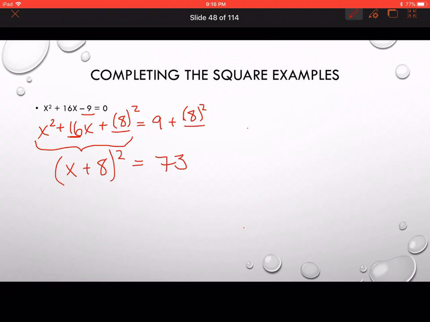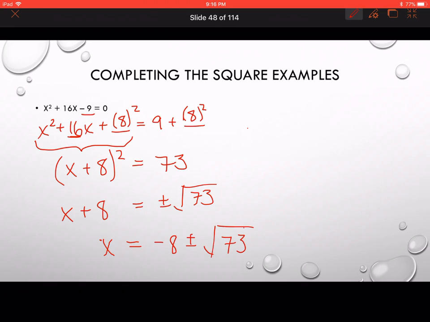Now at this point, what I can do, and I'll come back to this step in a minute, but what I can do from here, I can take the square root of both sides. When I take the square root of both sides, I get x plus 8 on the left equals plus or minus the square root of 73. Now 73 doesn't have any perfect square factors, so I can't simplify it. So here I can simply subtract the 8 over, and I'm going to get x equals negative 8 plus or minus the square root of 73. These would be my two solutions.